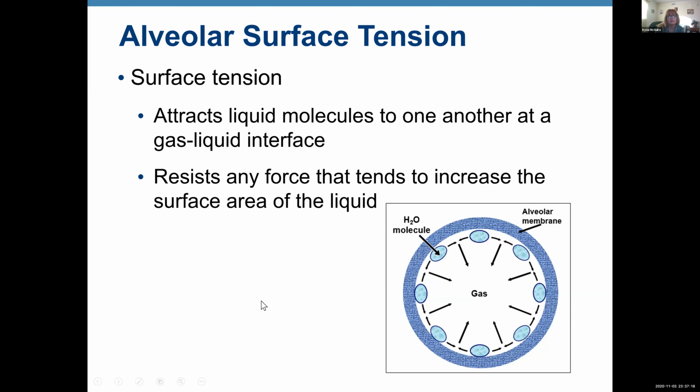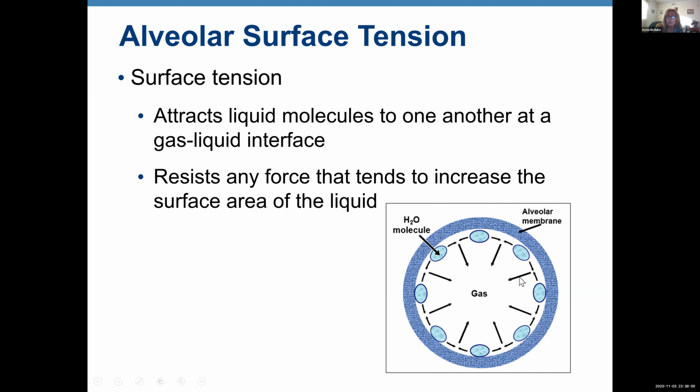Okay, another factor that affects ventilation is alveolar surface tension. So what is that? Surface tension is a force that attracts liquid molecules to one another at a gas-liquid interface, and it resists any force that tends to increase the surface area of the liquid. What it means, you see this circle represents the alveolar membrane. And you do have fluid over there, right? Because the alveolar membrane is made of cells, and cells must be surrounded by some fluids, right? So you have a water molecule.